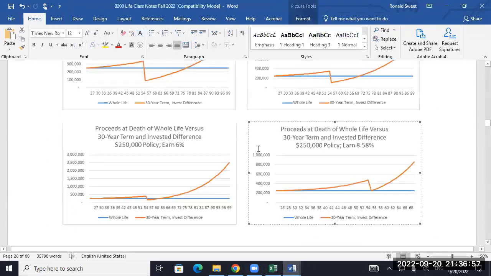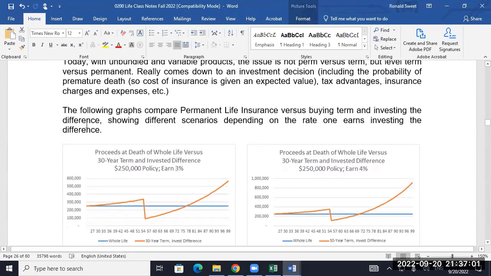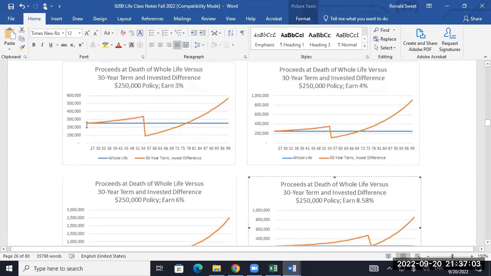So you've got to be able to explain these on the exam. Read through the discussion and put it into your own words. But it really does come down to an investment decision, and then how much risk do you want to take? If you think you can make 4%, can you handle those slight differences? 4% doesn't look that bad. There's a few years where you're a little bit worse off, but it's not a disaster.